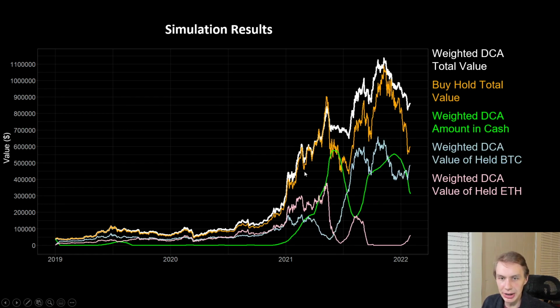And if we add some more to this chart, we can get a better sense of what's going on in the simulation and how this weighted DCA strategy is able to outperform. This green line that I'm showing you here is just the amount of cash that the weighted DCA person has on hand, so just cash out of the market that's not invested. The light blue line here is the dollar value of Bitcoin held by the weighted DCA person. And then the pink is the value of the ETH held by that person. So we can get a sense of what trades are being made.